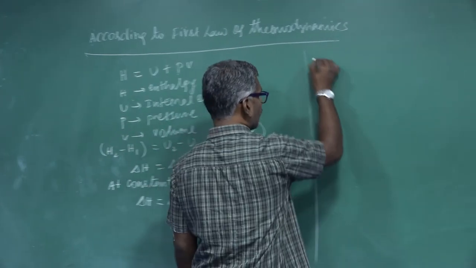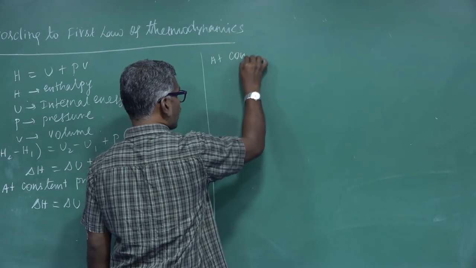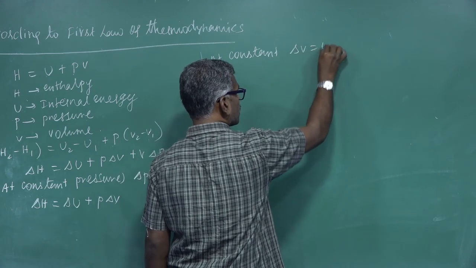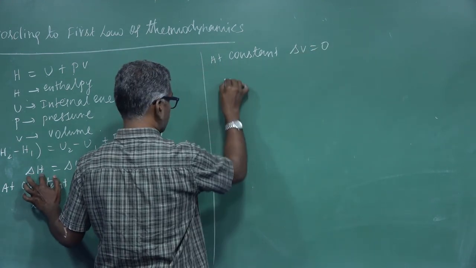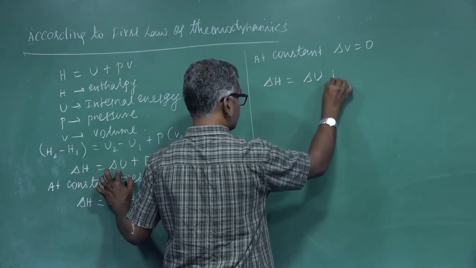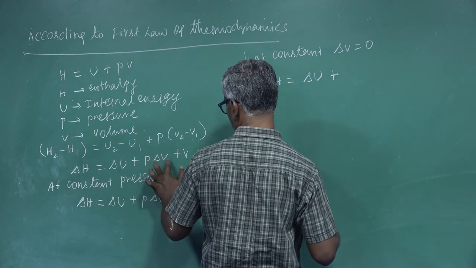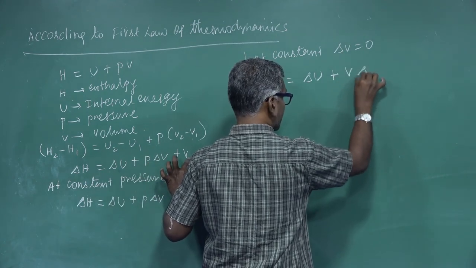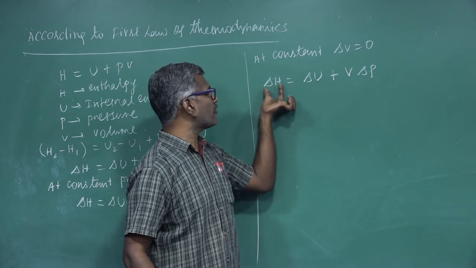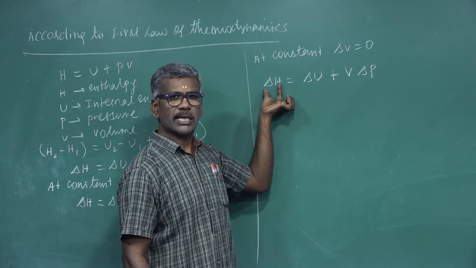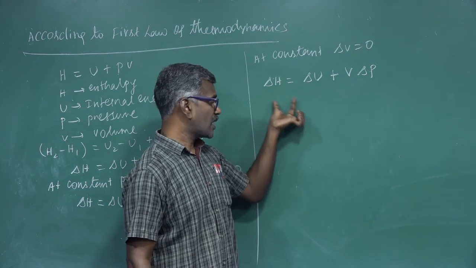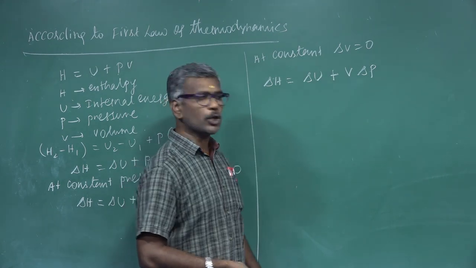Next, at a constant volume, delta V should be equal to 0. This equation becomes delta H equal to delta U plus V delta P. We know the values of delta P, V and delta U, so we can find out delta H. Delta H is nothing but the amount of heat change or enthalpy change. Next, applications of bomb calorimeter.